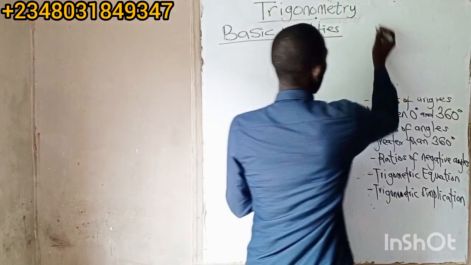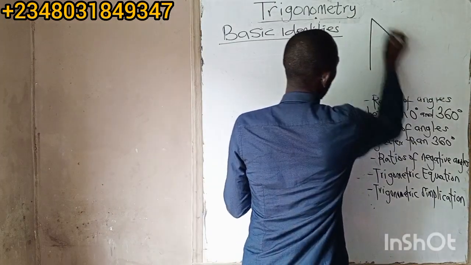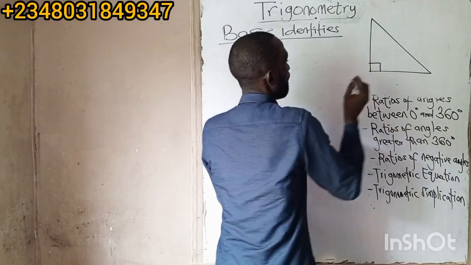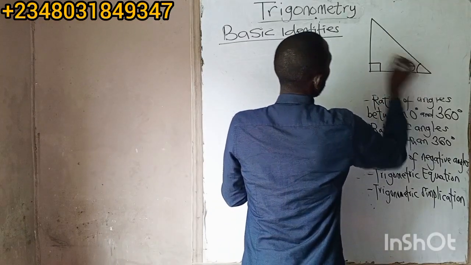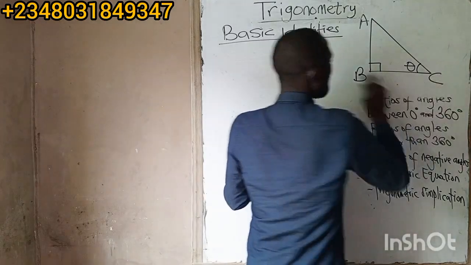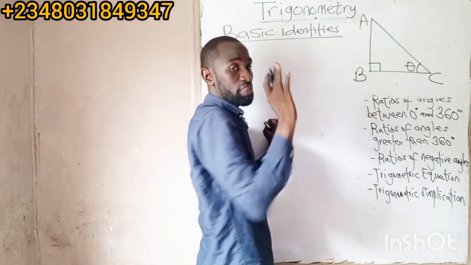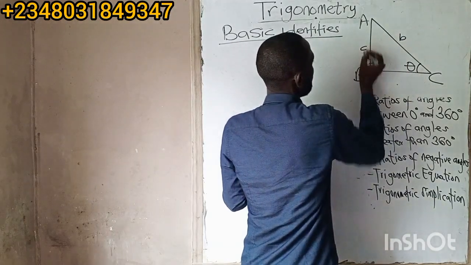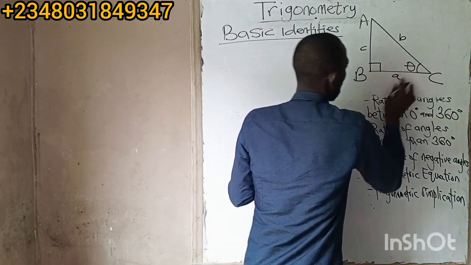Let us go back to the right-angled triangle, so I'll be able to tell you why this thing is like this. This is our theta. This is our A, this is our B, this is our C. Big letters for angles, and small letters for sides. This is small a.